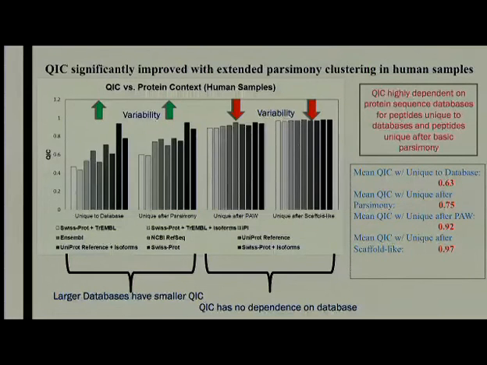So what we found was that the QIC has significantly improved with the extended parsimony clustering in human samples. The figure here shows the QIC with different unique peptide scenarios. The first two scenarios are the peptides that are unique to the protein databases and peptides that are unique after the basic parsimony logic across different protein databases. And what we found is that there's a lot of variability in the QIC scores in the first two scenarios. The larger databases had a much higher QIC compared to the smaller databases, such as the SwissProt.